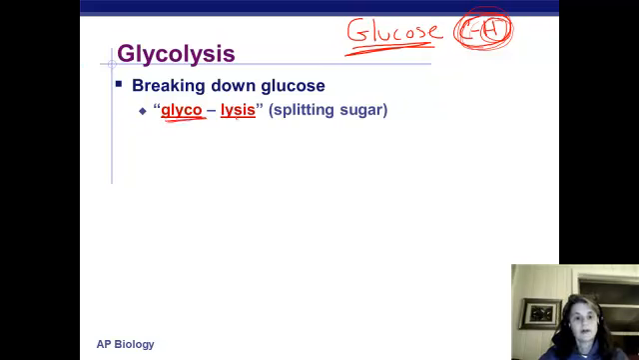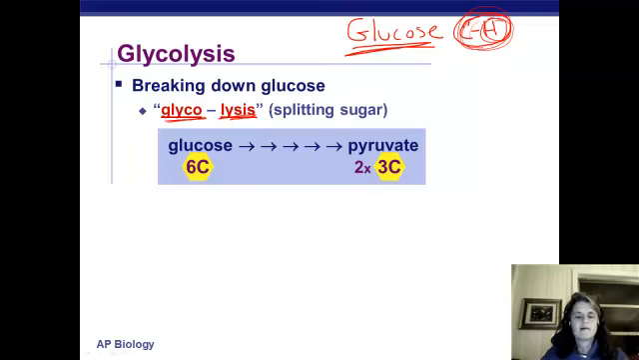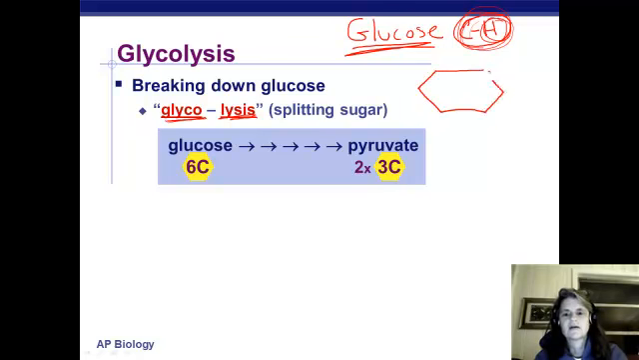Glyco, sugar, lysis, split, break apart. We've heard lysis before. Okay? Now, this isn't going to have any meaning for you right now, or not much, but essentially what happens is this glucose, which is a sugar that has 6 carbons. Remember, every bend represents a carbon. Okay? And then there's a carbon up here, 1, 2, 3, 4, 5, and I'm missing a carbon somewhere. Where have I missed my carbon? I'm not sure. But at any rate, this thing has got ultimately 6 carbons.